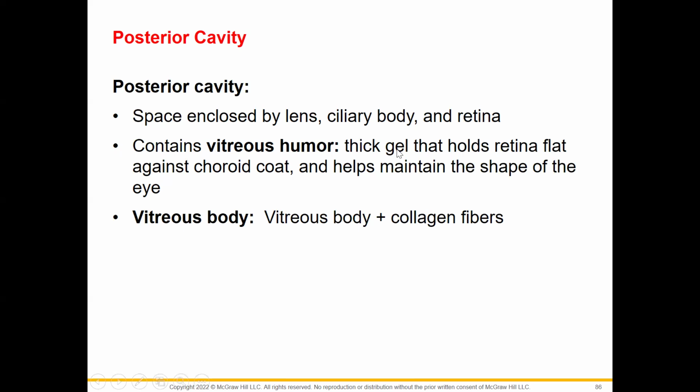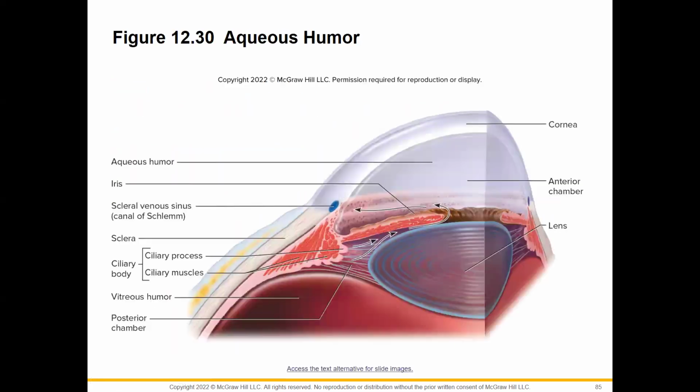Vitreous humor is a thick gel. So the aqueous humor is watery. Aqueous means watery. The vitreous humor is a thicker one. A thick gel that holds the retina flat against the choroid coat and helps maintain the shape of the eyeball itself. So the vitreous body is the vitreous humor plus the fibrin, collagen fibers. The posterior cavity is posterior to the lens, and this is where your vitreous humor is located.